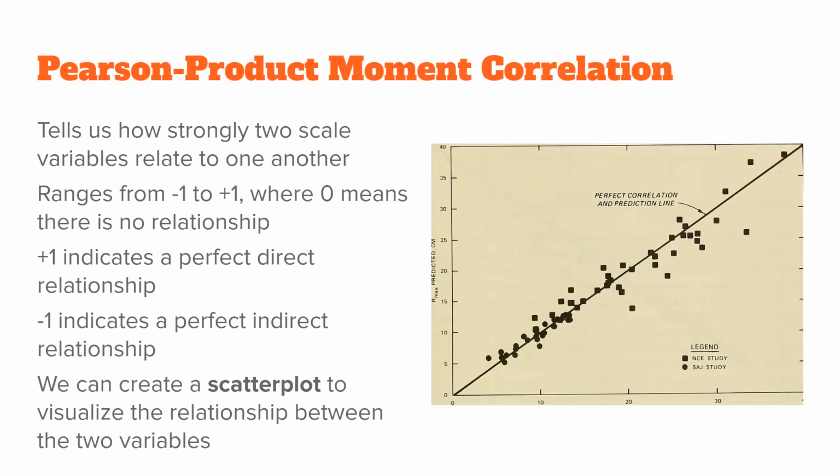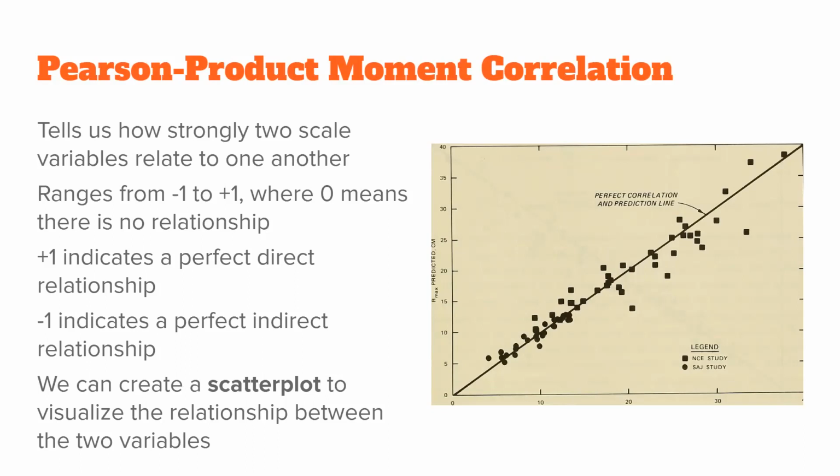So we can create a scatter plot like we find here on this slide, to visualize the relationship between the two variables. You'll find that there's a line in this little illustration that shows what a perfect correlation would look like. And then we see how the relationship between each of the variables in our data set are related.